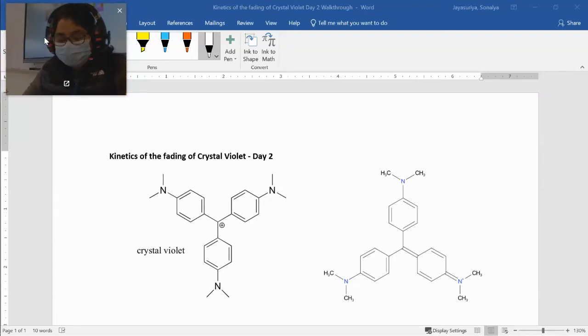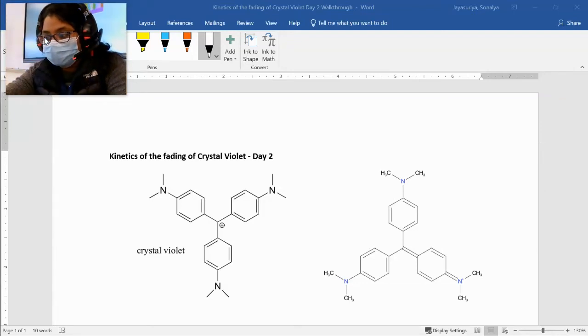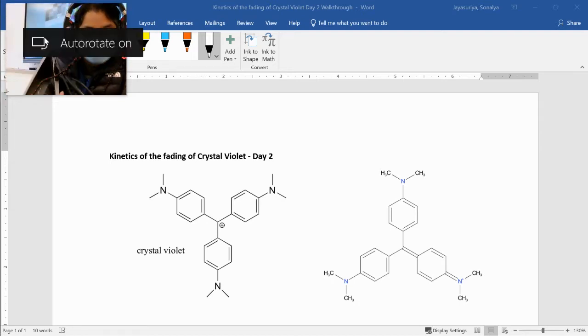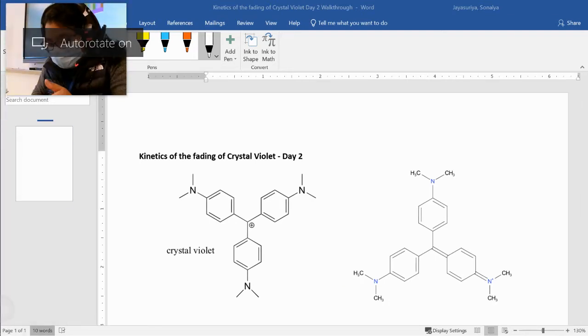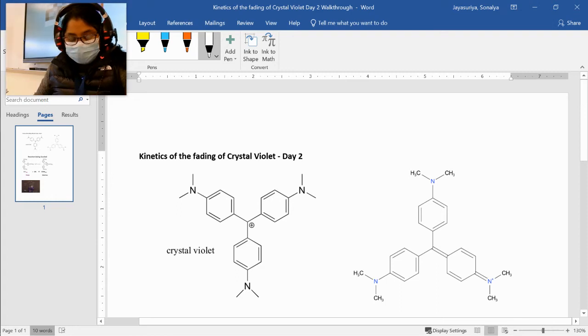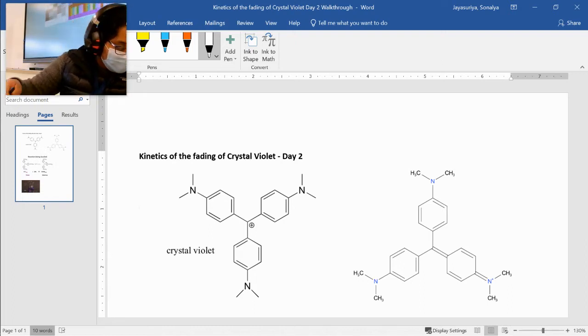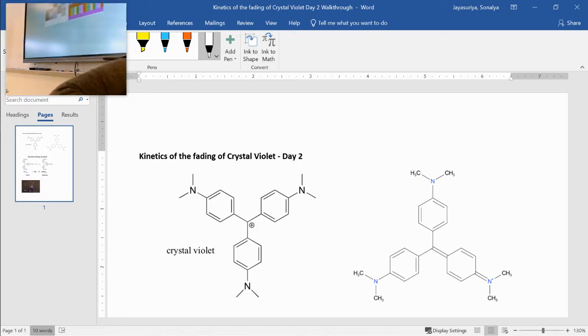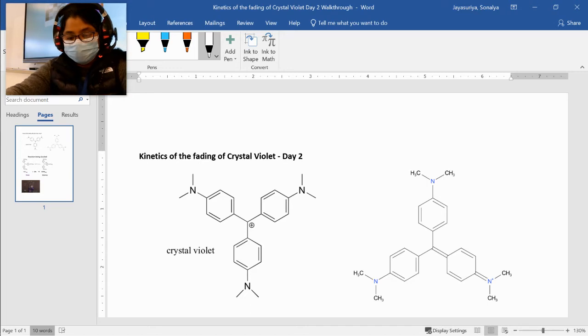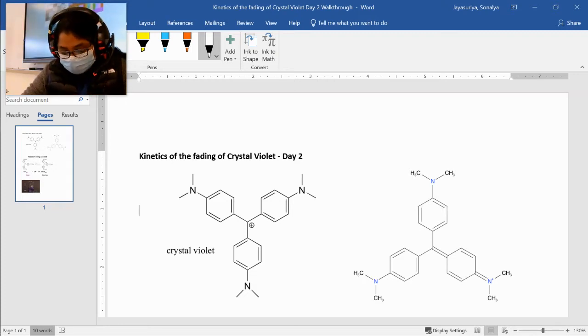All right, so this is day 2 of the Kinetics of the Fading of Crystal Violet lab. I'm going to walk you through the lab, and then I'll show you the data analysis. And follow along. You should have hopefully watched the Kinetics lecture day 2 with the integrated rate law in it. So you should be able to understand what's happening in day 2. If you haven't, stop now, go watch that before you watch this, okay?